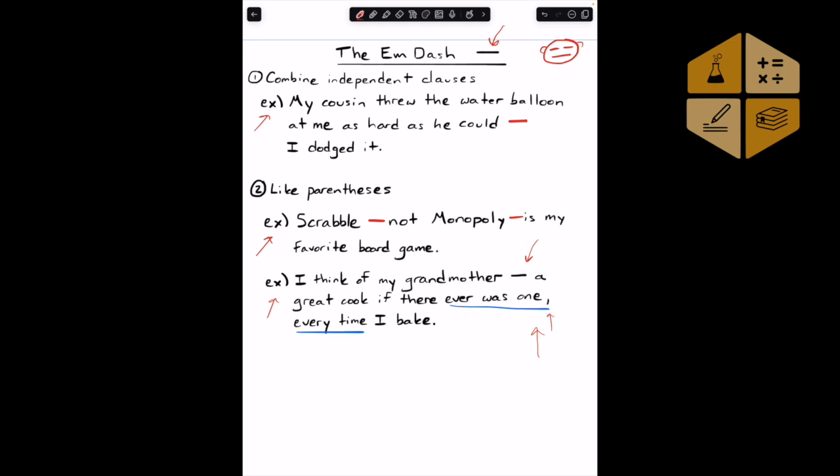What this is doing, of course, is using em dashes like parentheses. And so if the first one is permanent, if it's not being used to combine independent clauses, then it must be being used like parentheses. And that's why the option that would be correct would be the one that gets rid of this comma and replaces it with a long em dash right there. "I think of my grandmother, a great cook if there ever was one, every time I bake." That's a non-essential clause, if you will. Okay, so there you have it.